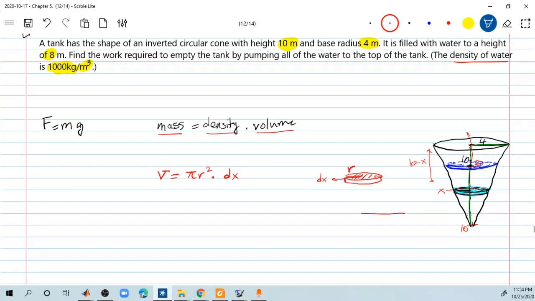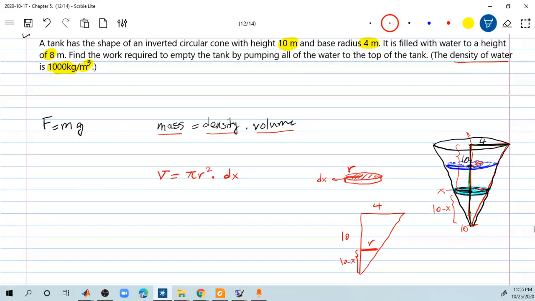Okay, so let's look at the triangle. This would be the radius. This is a fixed value, 4. This large length is the value of 10. And if we pick x from the top, then whatever is left, this height, would be 10 minus x. So I can say this is 10 minus x.